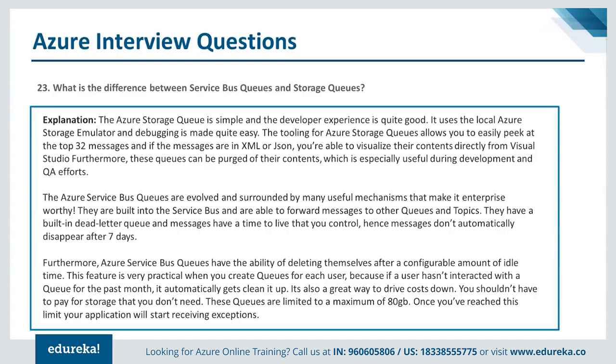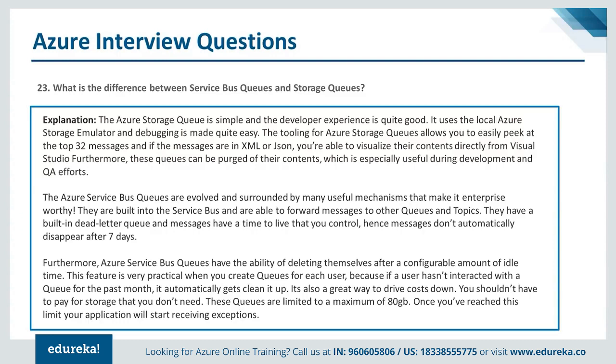As far as my service bus is concerned, the Azure service bus queues are evolved and surrounded by many useful mechanisms that make them enterprise worthy. They are built into service bus and are able to forward messages to other queues and topics. And they have a built-in dead letter queue and messages that have time to live control. Hence, messages don't automatically disappear after 7 days.